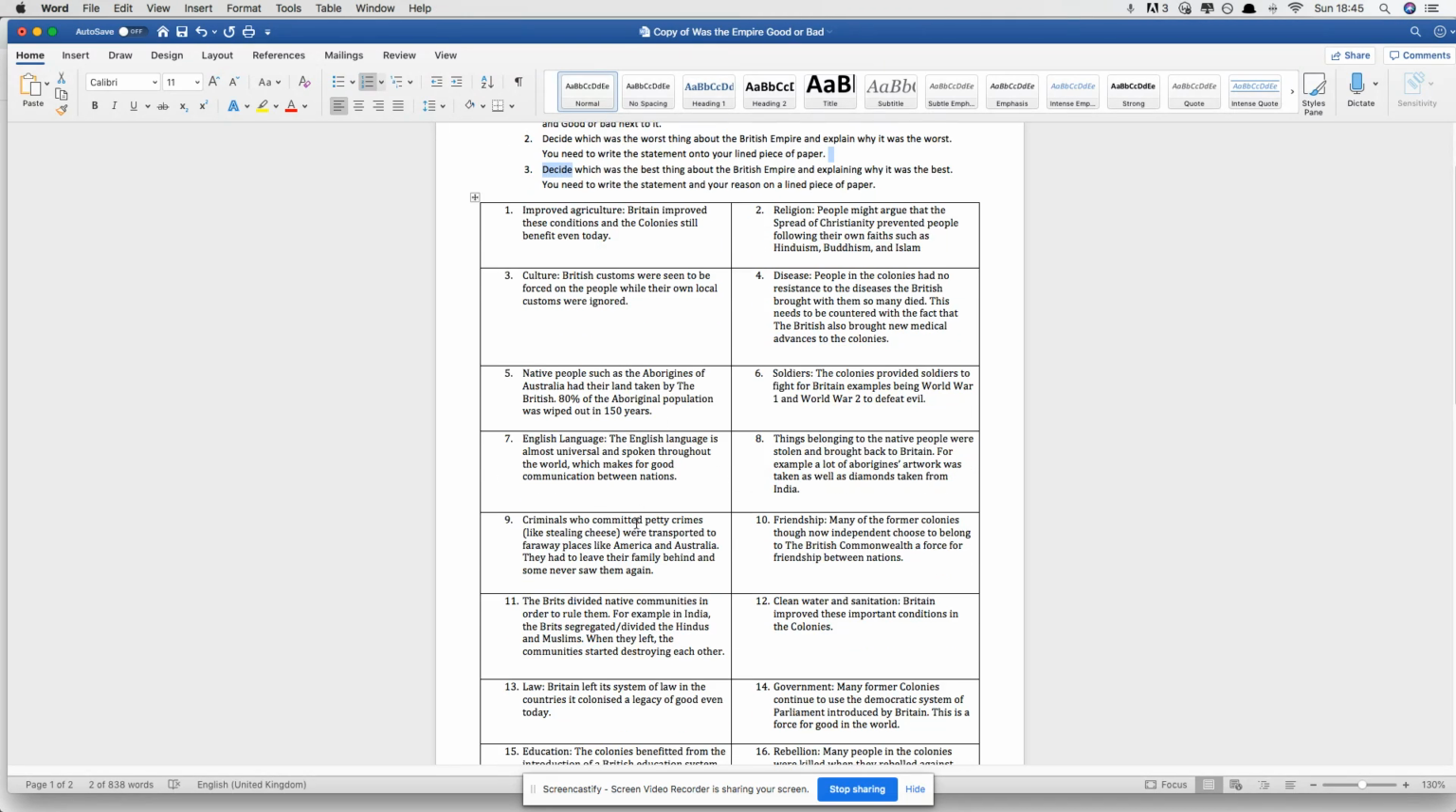So just off the top of my head, if I'm looking at this, I might think this one here is the worst negative. Native people such as Aborigines of Australia had their land taken by the British. 80% of the Aboriginal population was wiped out in 150 years. So I've written that down for my answer to number two, and then I'll explain why. And I'll say, well, why? Because 80% is a huge amount. They still struggle today. They were the people that were originally in the country, and it was wrong that we wiped them out just for trying to take their land.